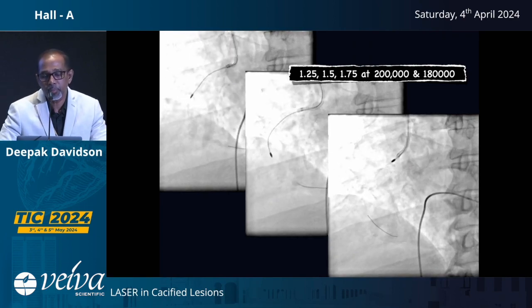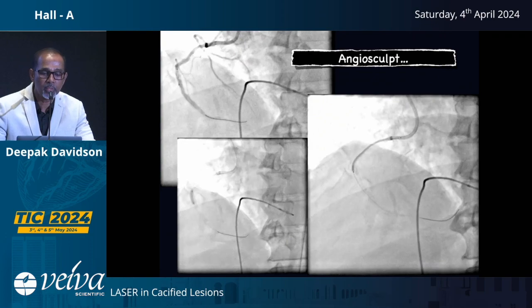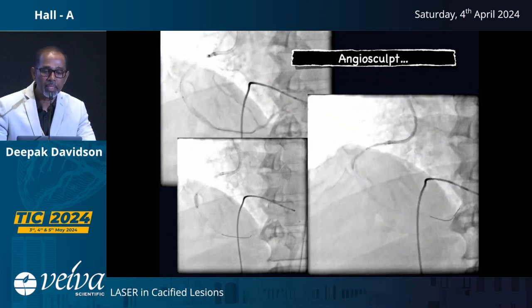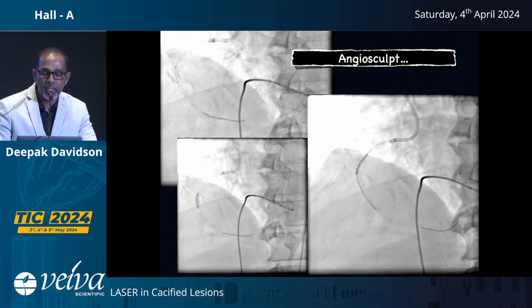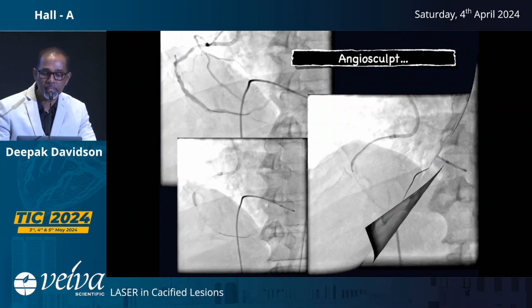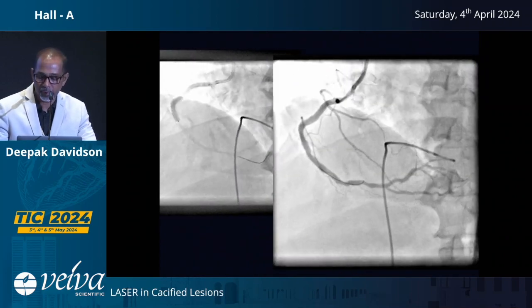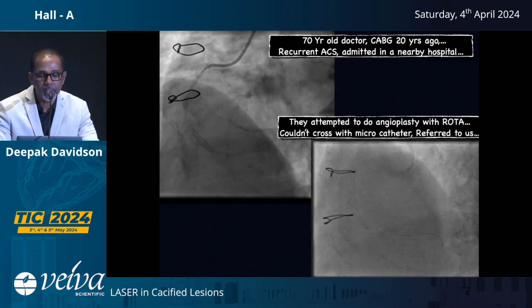So all rotablation was done at 180 as well as 200,000 rpm. Finally we were able to dilate with AngioSculpt, and then the stent was tracked with again a guide extension catheter, and finally we were able to deploy the stent. We were able to achieve a good result in that particular patient.